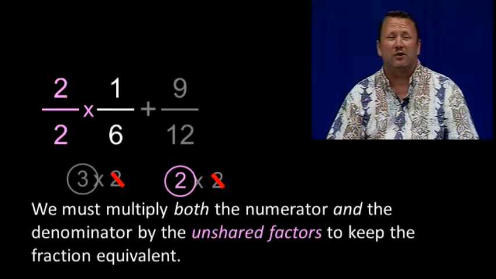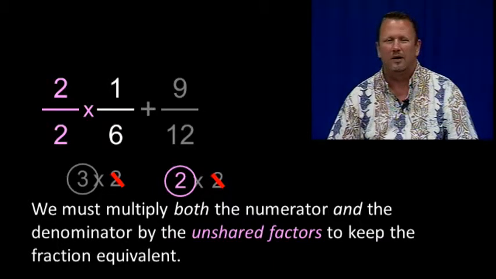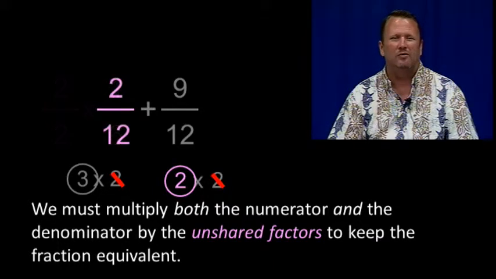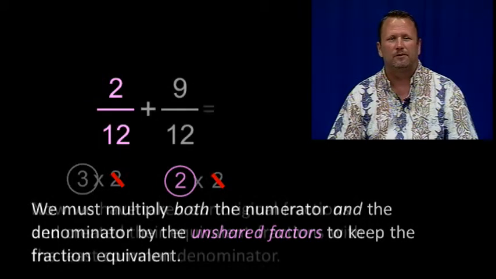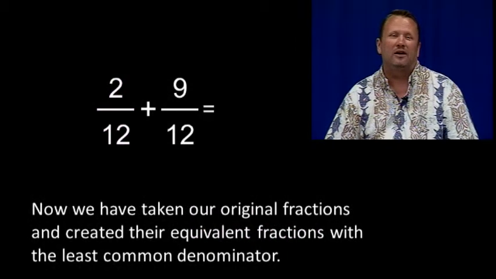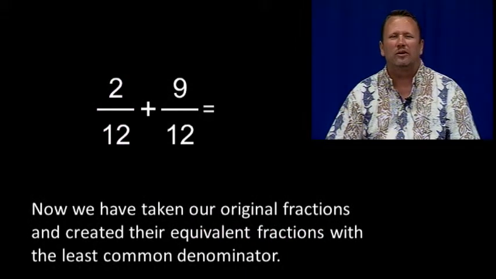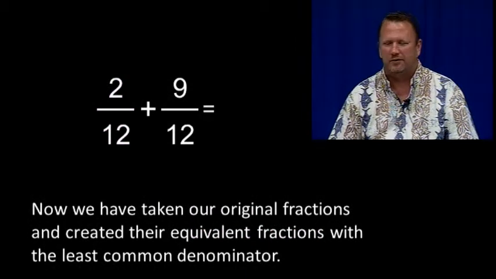So here we've taken the fraction 1/6 and we'll multiply that with 2/2. And that will give us 2/12. Remember, 2/12 is equal to 1/6. Now we've taken our original fractions and created equivalent fractions with common denominators.